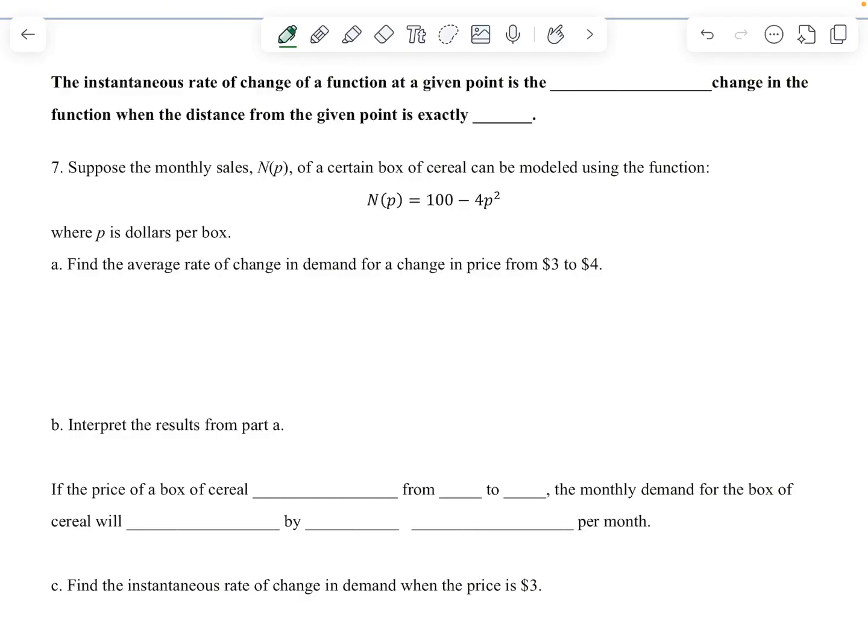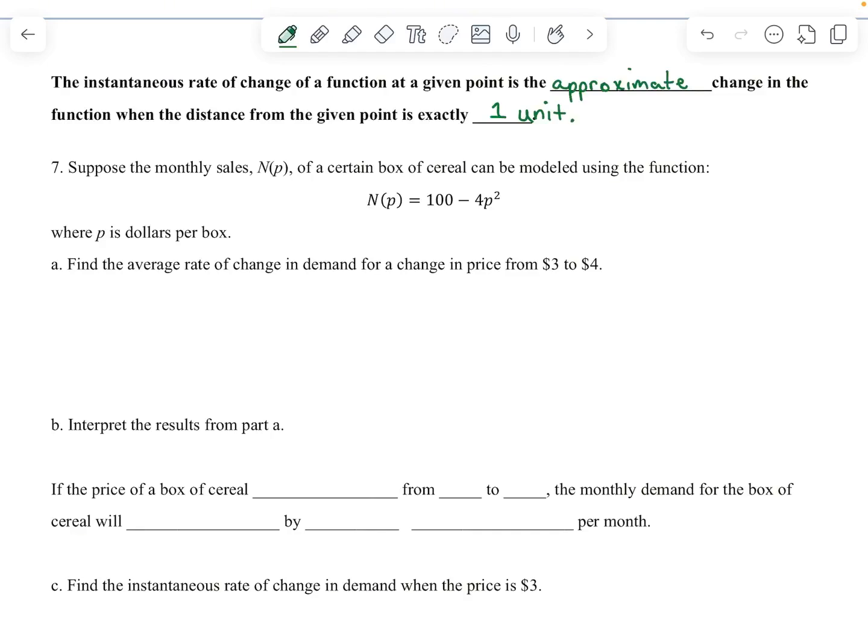Before I start the problem, there's one more piece of information that you need to know. And that is the instantaneous rate of change of a function at a given point is the approximate change in the function when the distance from the given point is exactly 1 unit.